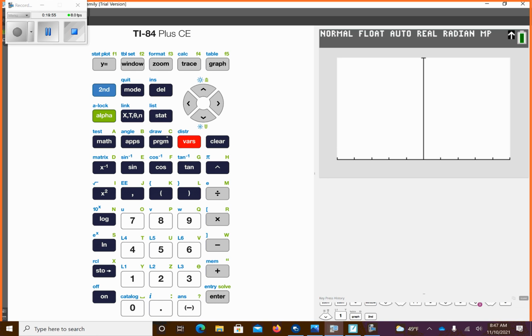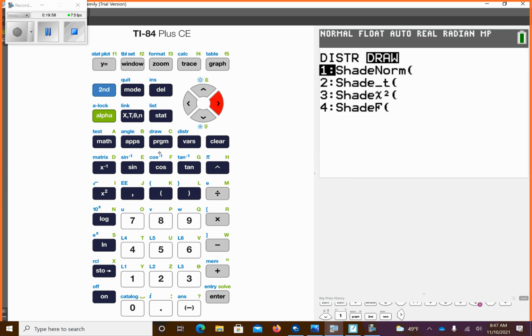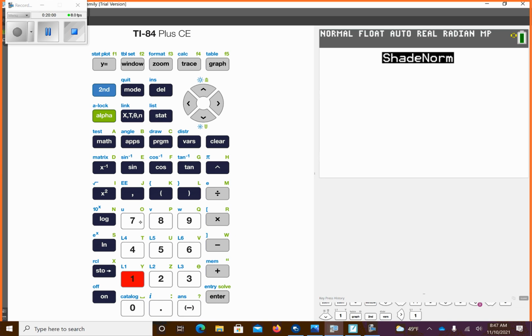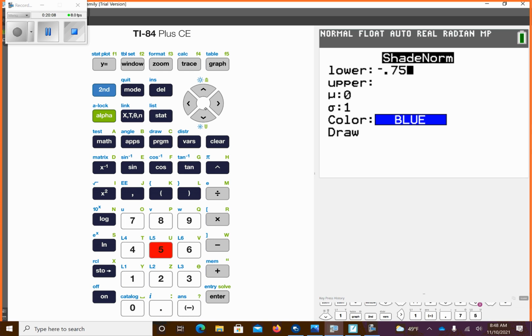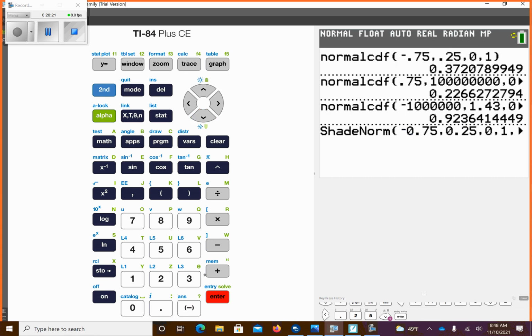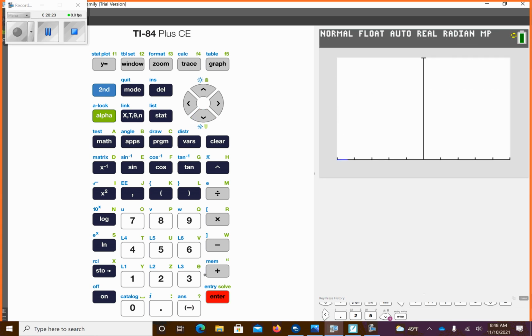Second, distribute, draw, shade normal. Negative 0.75. You guys don't laugh at my jokes. Yeah, but your jokes are actually funny. But you don't laugh. Like when I laugh at sociology jokes, I'm like the only one laughing. Because it's not funny. I'm not joking. I'm funny. I really hope it's right. I don't know. There we go. All right.